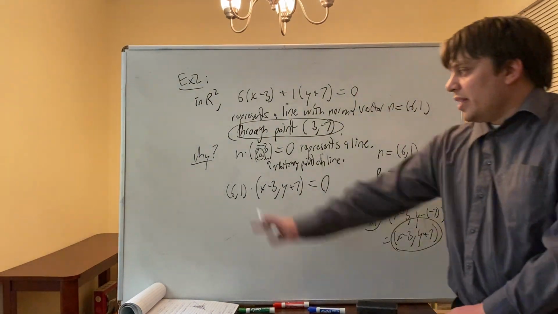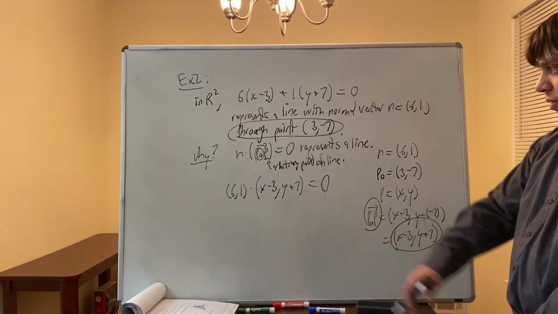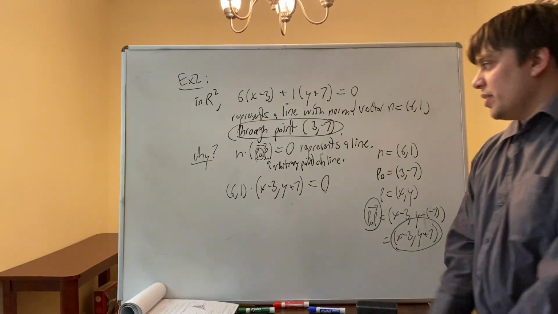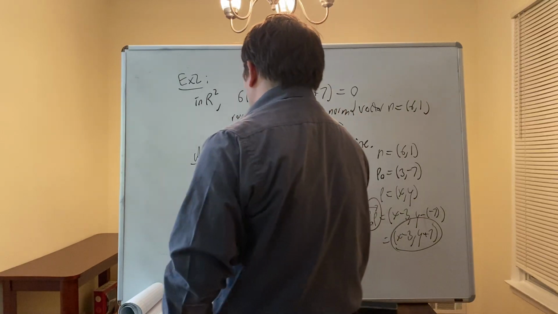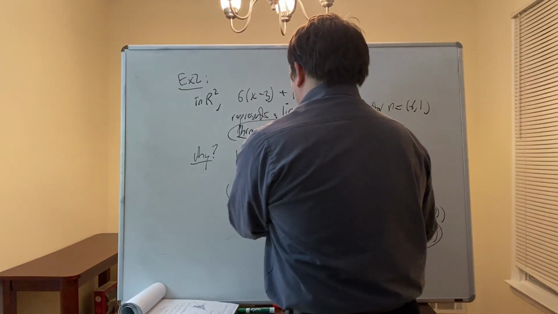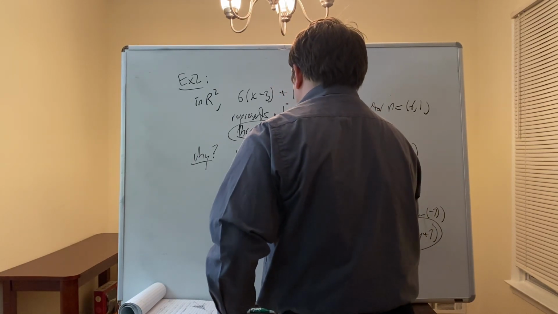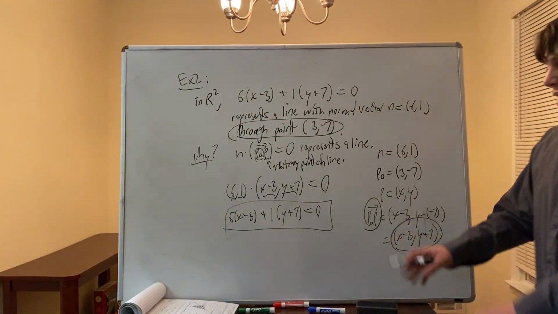Okay, so n is (6, 1) dotted with (x minus 3, y plus 7), and that equals 0. I just substitute n for what it is and P naught P for what it is, and the right side is 0. So you take the first component 6, multiply it with x minus 3, plus the second component of n, 1, times the second component of the other vector, y plus 7, and that equals 0.